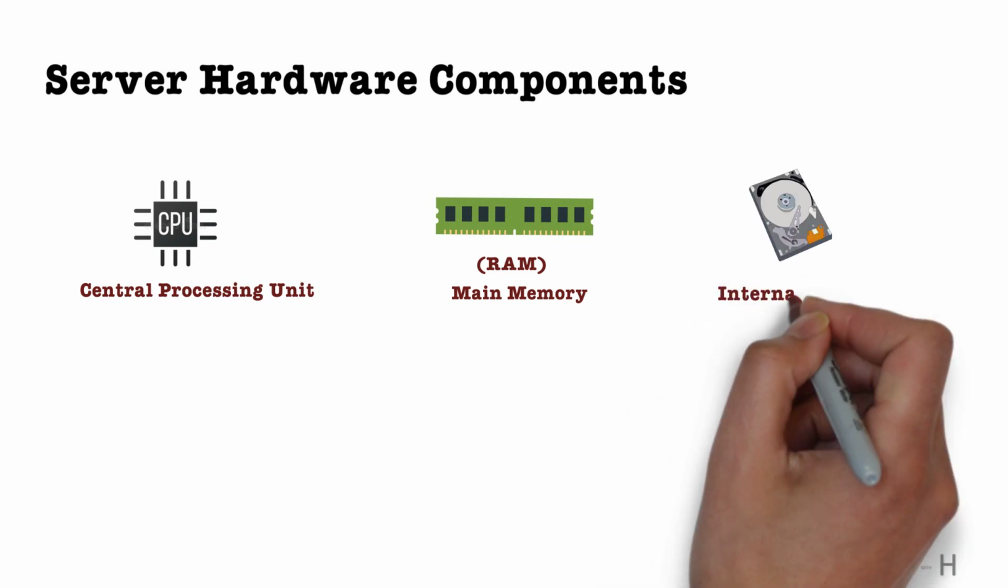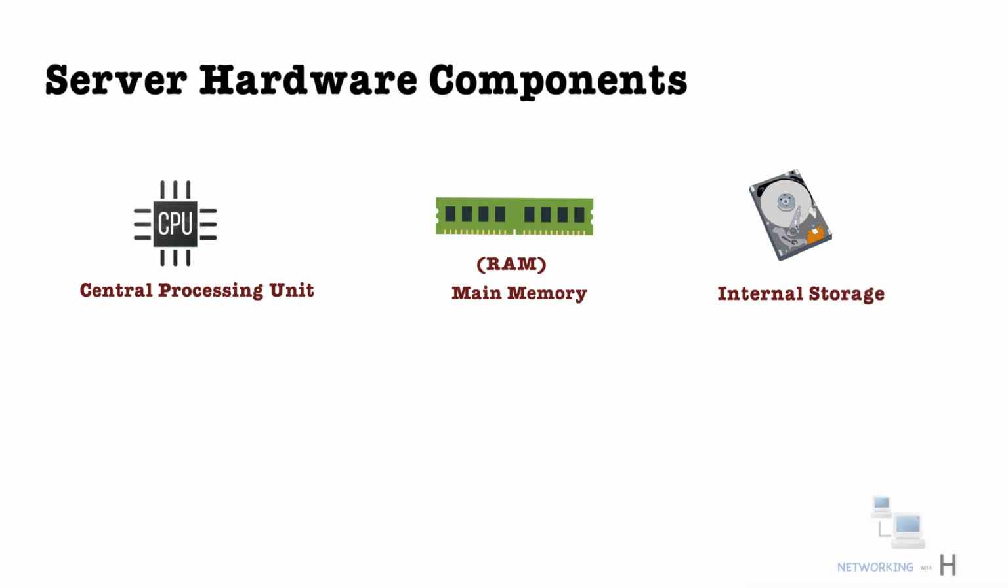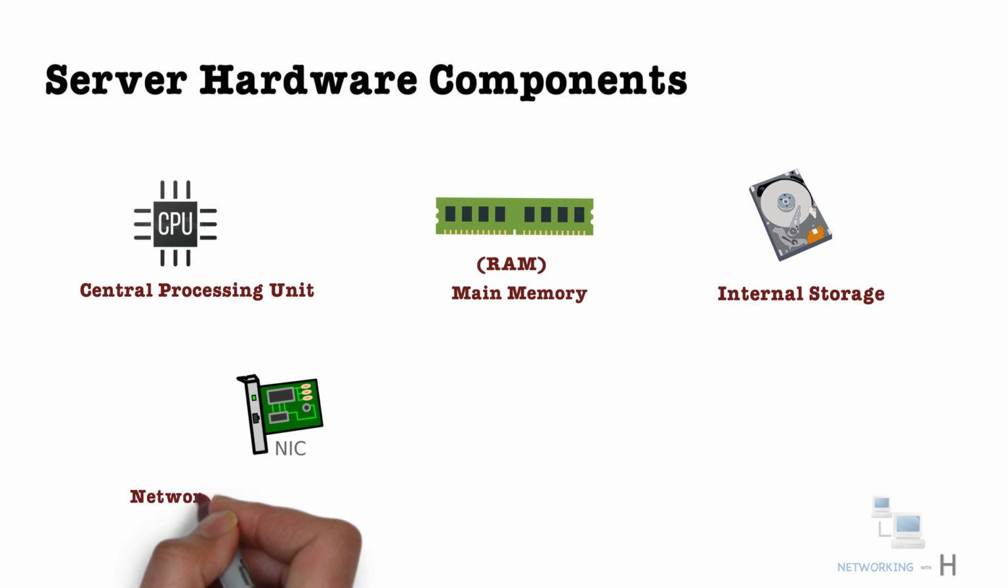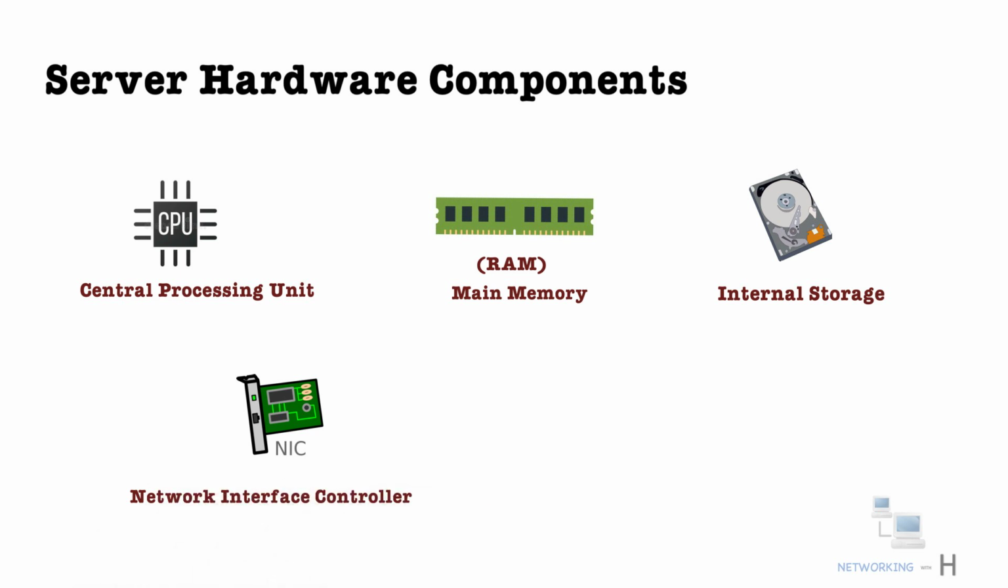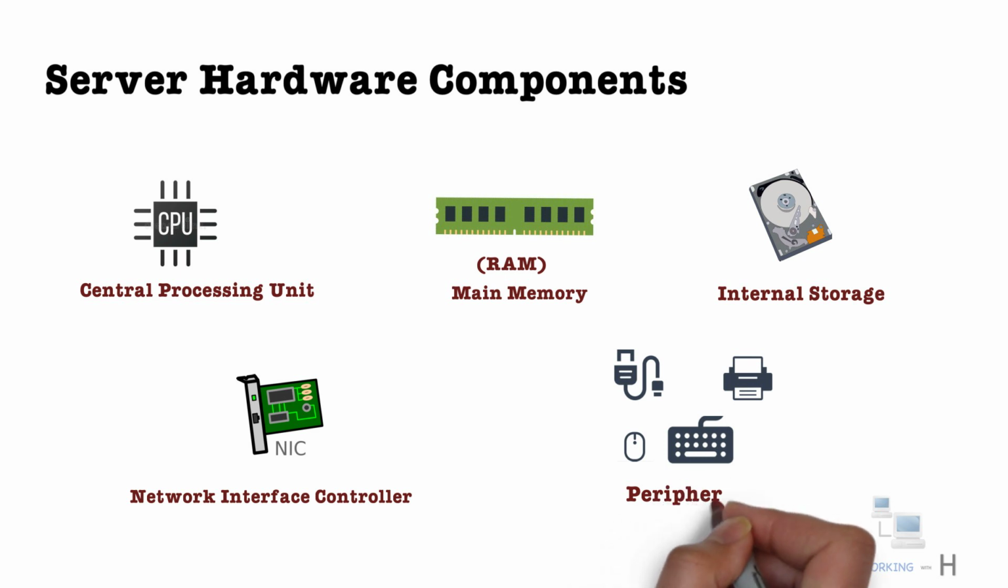Then we have internal storage. Most servers have an internal device that allows the recording and reading of data for multiple purposes, such as loading the operating system and storing the application information. The most usual internal storage devices are hard drives. Then we have the network interface controller. This is a hardware device that controls the communication between a server and a network. And we have peripherals. These are auxiliary devices that perform particular functions such as data input, output, or specialized processing. Some examples are mouse, keyboard, printer, and many others.